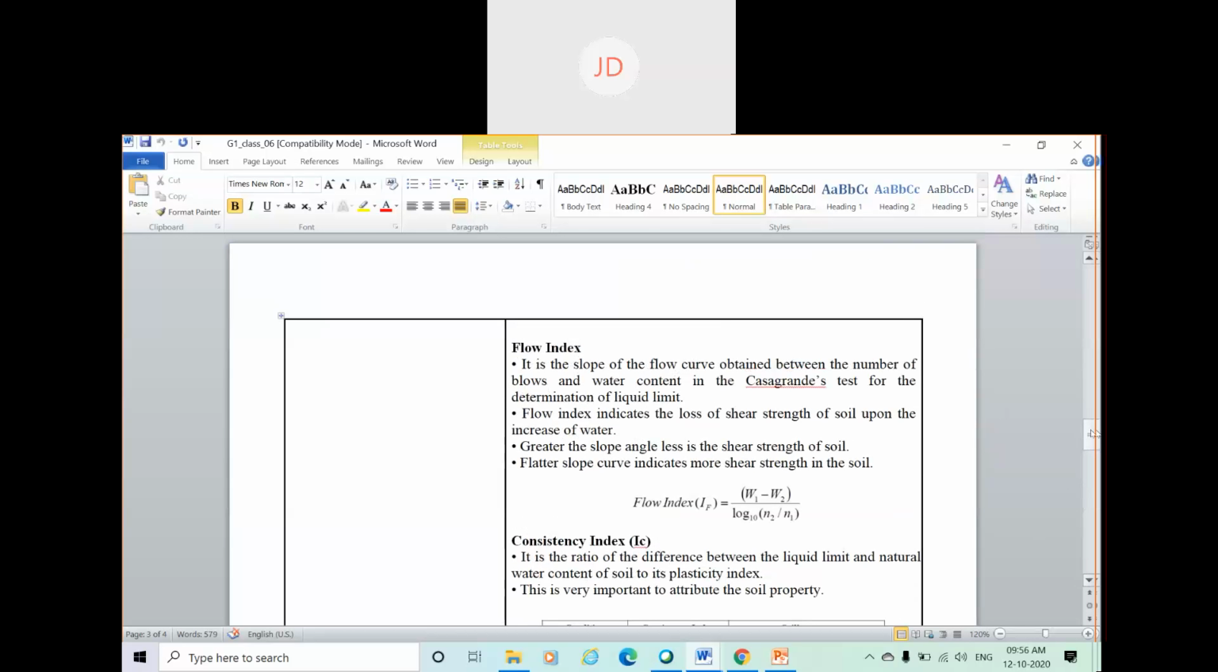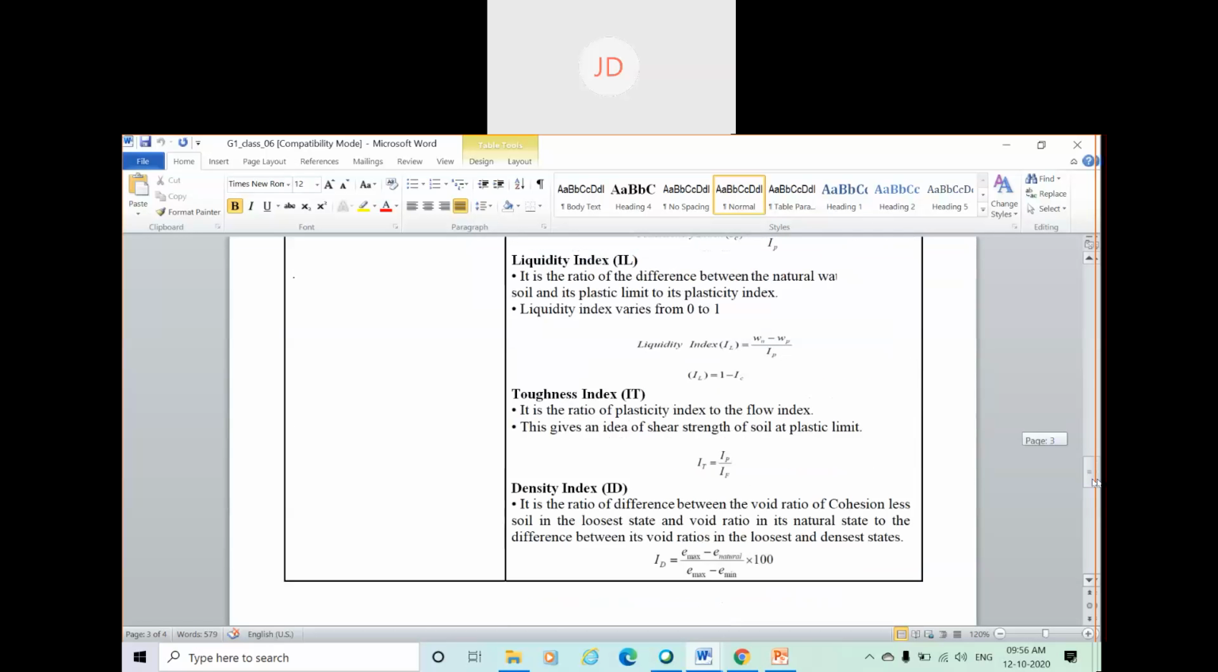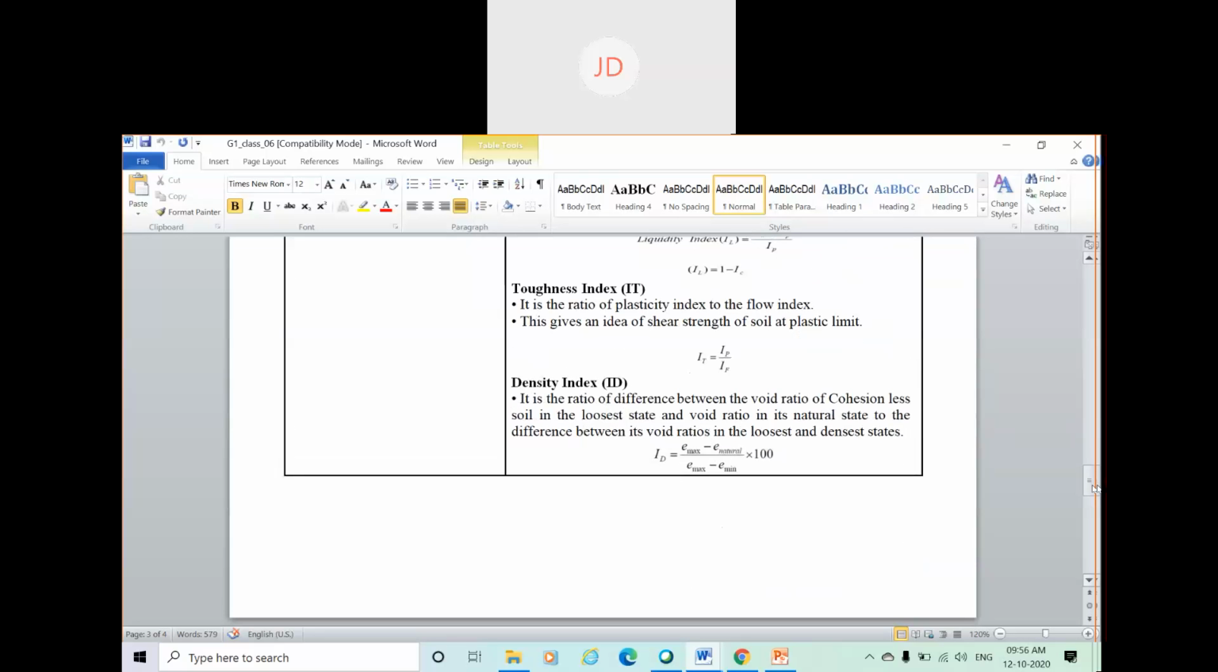Try to learn about how to determine liquid limit of soil by Casagrande method in laboratory. It is available in your student portal. Fine. These are some important parameters.